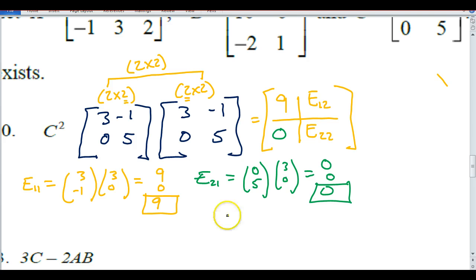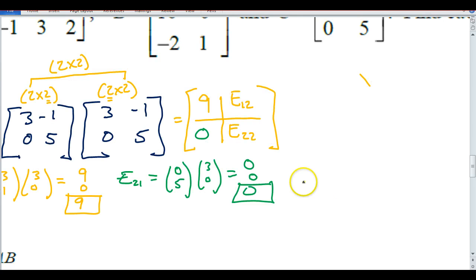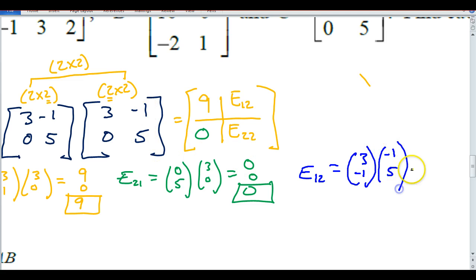Alright, now let's go ahead and find element 1, 2. That's row 1, column 2. So row 1 is 3, negative 1. Column 2 is negative 1, 5. So that's going to be negative 3 and negative 5 when we multiply, and that is going to be negative 8.